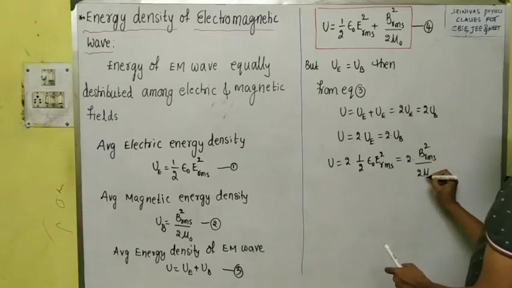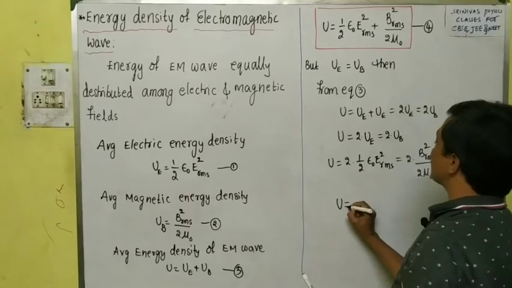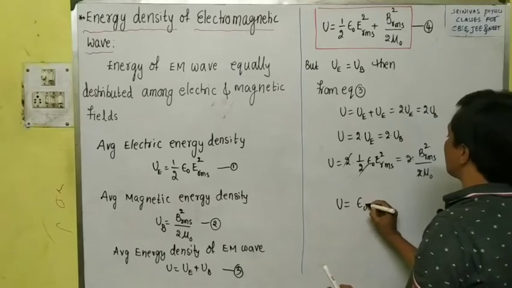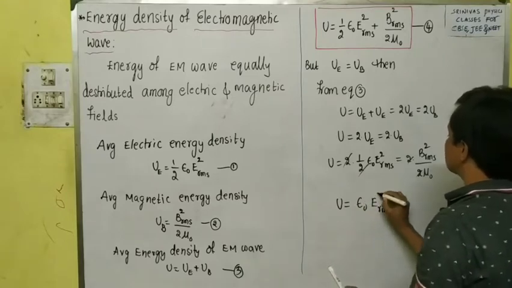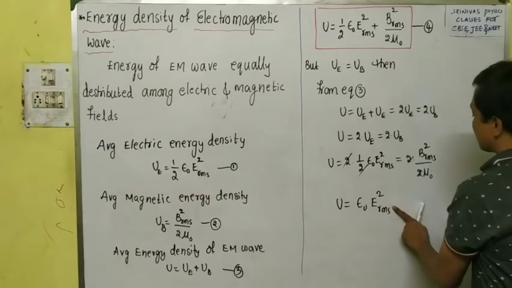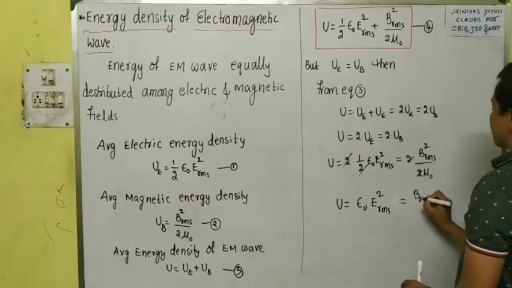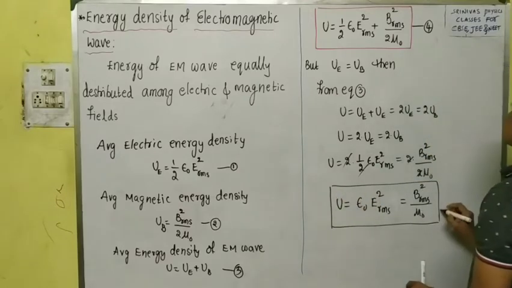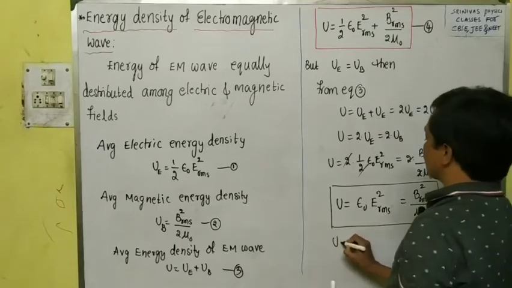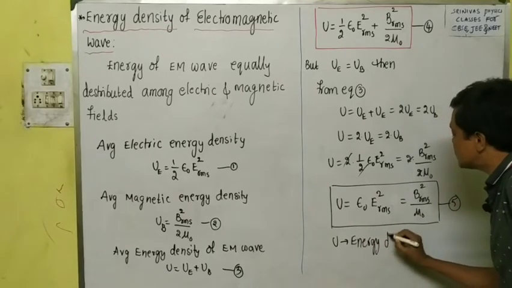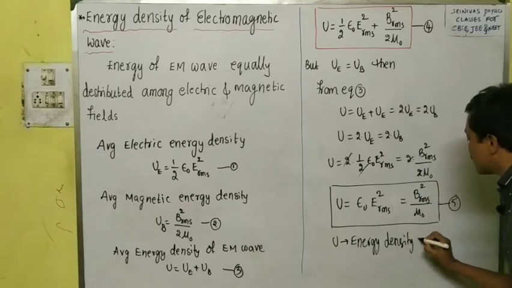Then we will get the formula for the energy density of EM wave: the twos cancel, and we get epsilon naught E RMS square, or it is also equal to B RMS square by mu naught. What is this? This is the formula for the energy density of EM wave. What is U here? U is the energy density of EM wave.